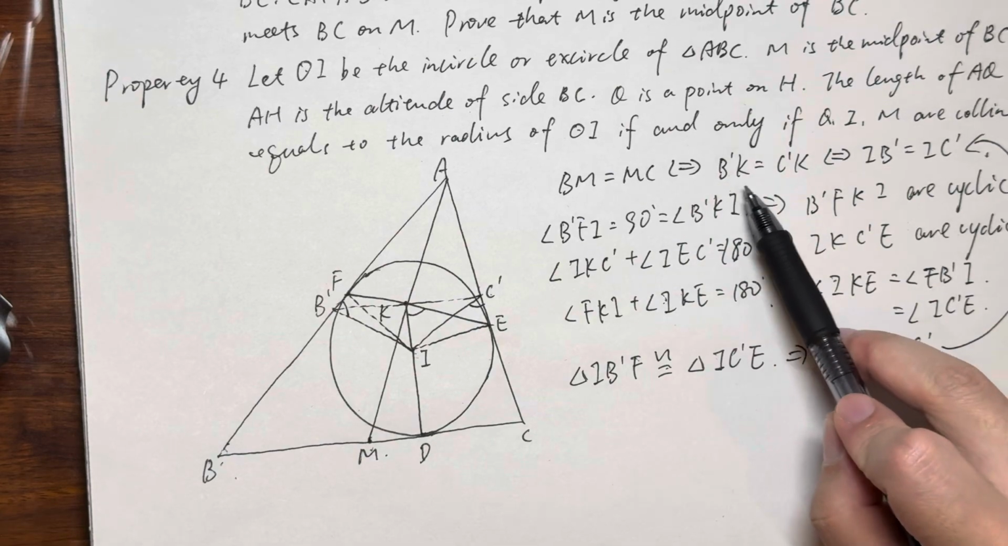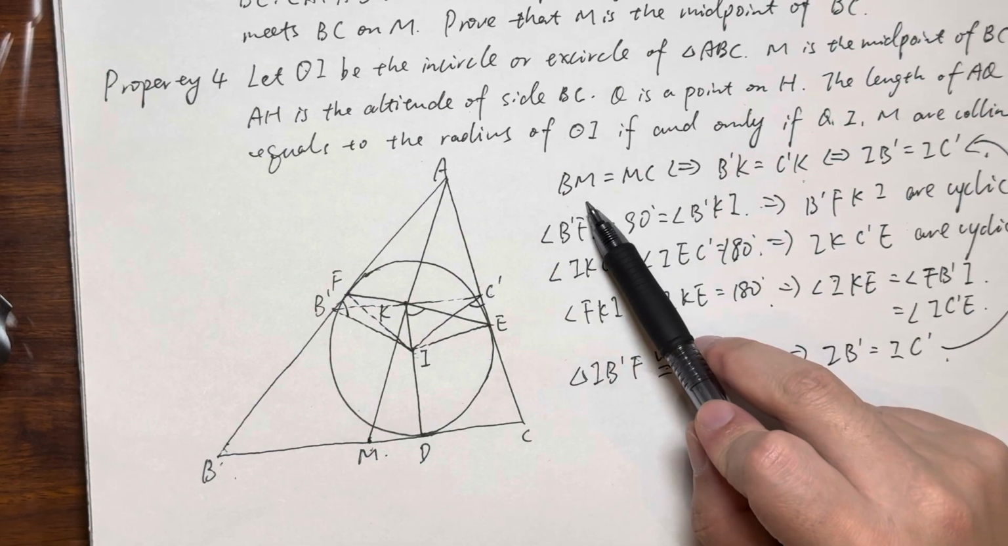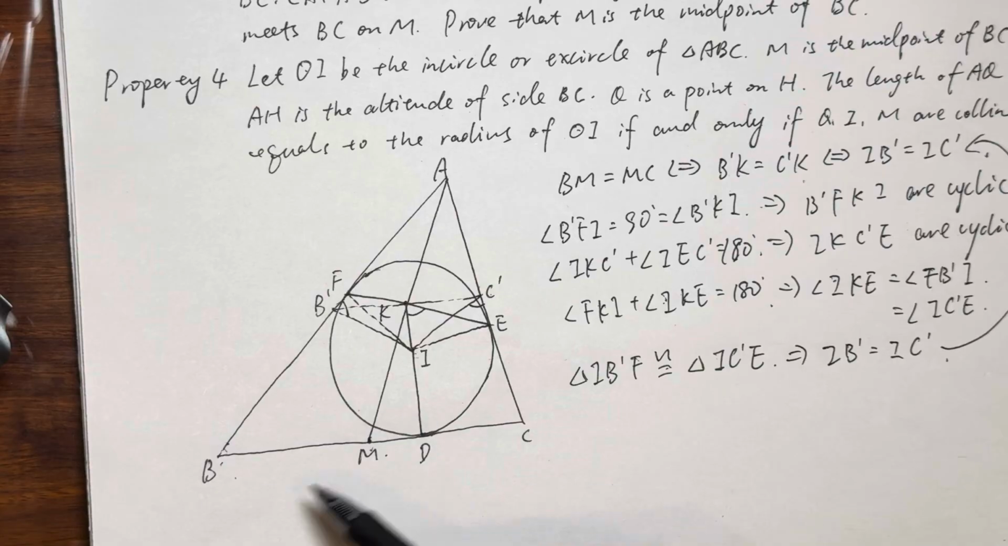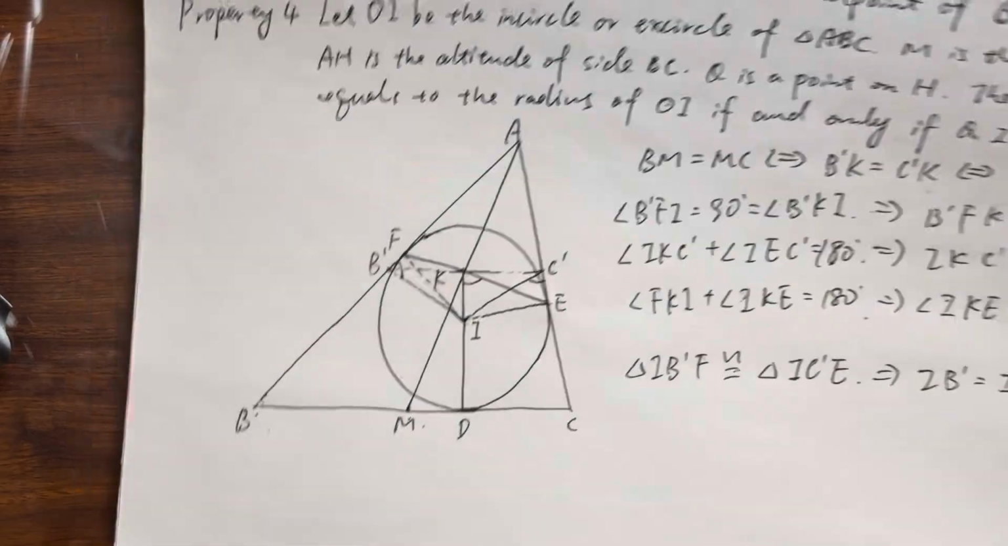So we know that B'K equals C'K, which means BM equals MC, which means M is the midpoint of BC. Okay, that's property 3. Let's look at property 4.